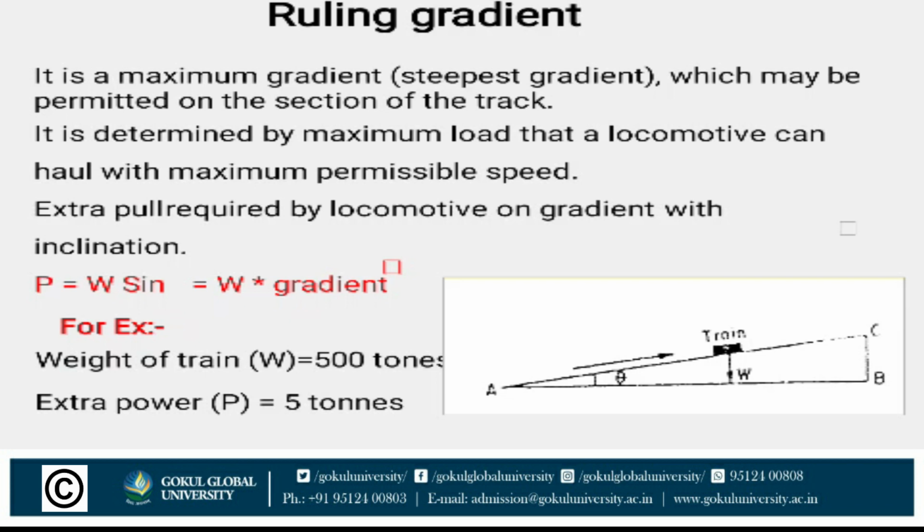Ruling gradient. It is the maximum or steepest gradient which may be permitted on a section of the track. No gradient other than the ruling gradient is steeper than it, because the ruling gradient is the maximum gradient on the railway track. It is determined by the maximum load that a locomotive can haul at the maximum permissible speed. Extra pull required by the locomotive on a gradient with inclination theta is P equal to W sin theta, where theta is the angle of inclination and W is the weight of the train in tons. For example, extra power P equal to 5 tons is required, because P equals W sin theta.